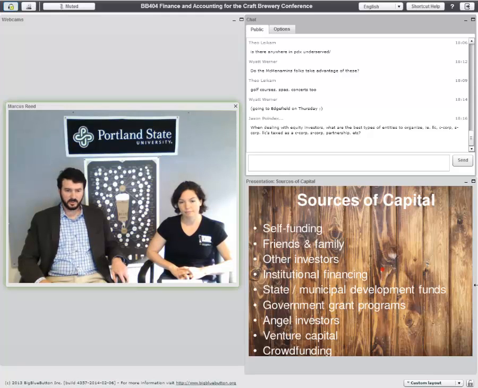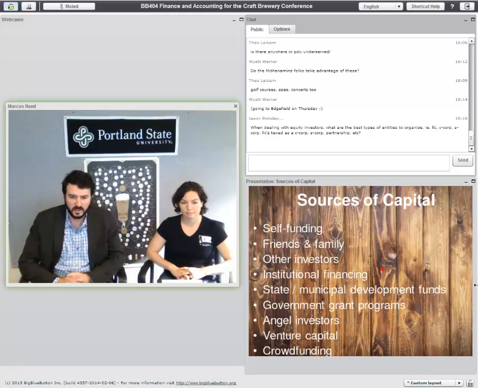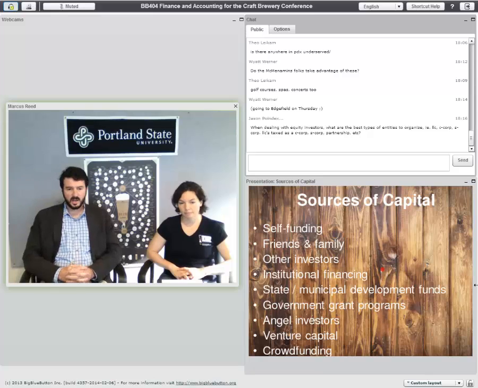When dealing with equity investors, what are the best types of entities to organize? LLC, C Corp, S Corp. LLC's taxes, C Corp, S Corp ownership. We just gave an example of equity investors in the venture capital world where you are almost always going to have to be a C Corp. But other than that, there's a lot of room for flexibility.